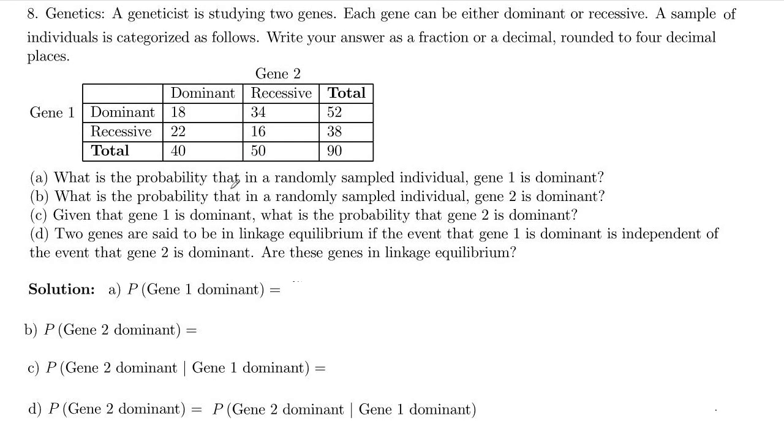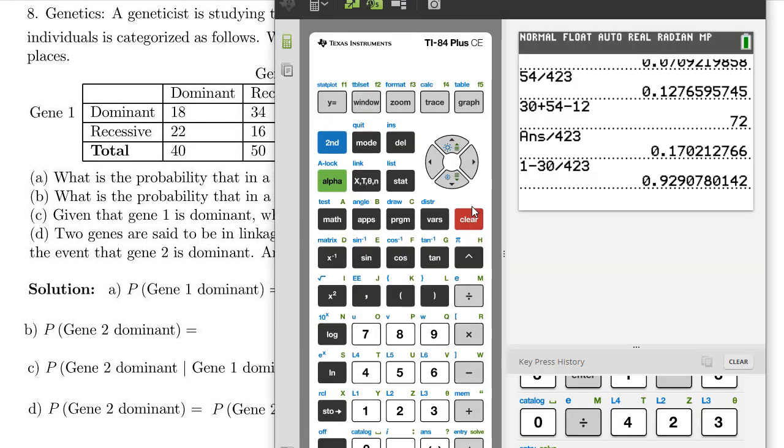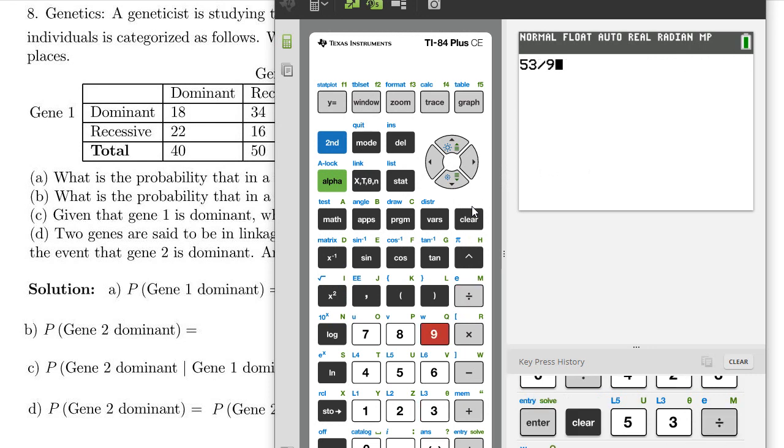So we want to know what's the probability that a randomly sampled individual has gene 1 as dominant. The probability that gene 1 is dominant is going to be desired out of total, because it's equally likely that we'd pick any of these 90 individuals. So gene 1 is dominant in 52 individuals here. That's our desired outcomes out of 90 total. So 52 out of 90, so 0.58 repeating.